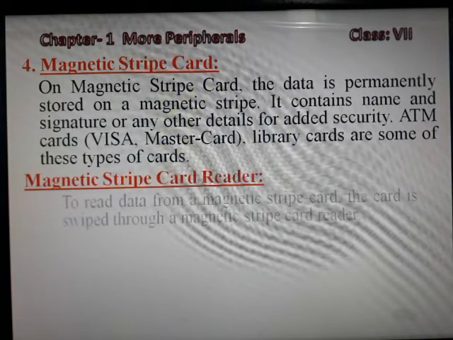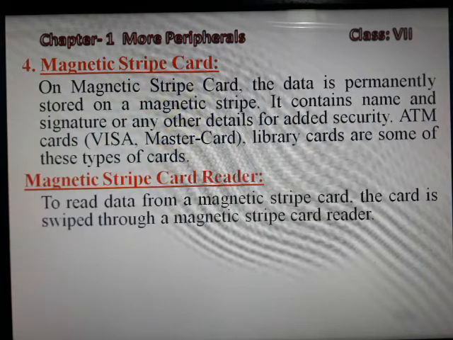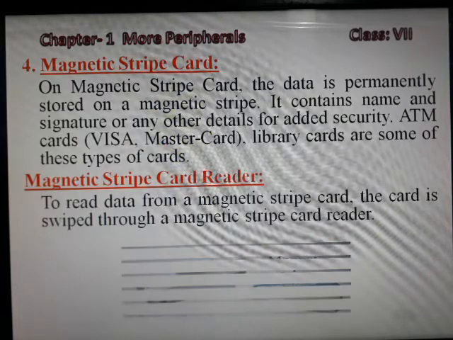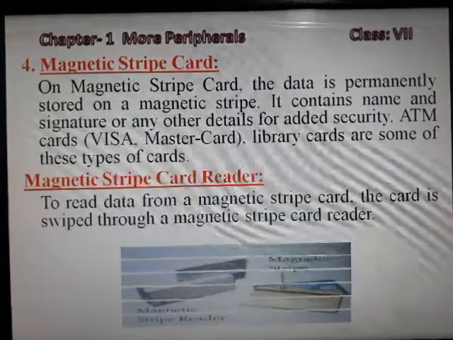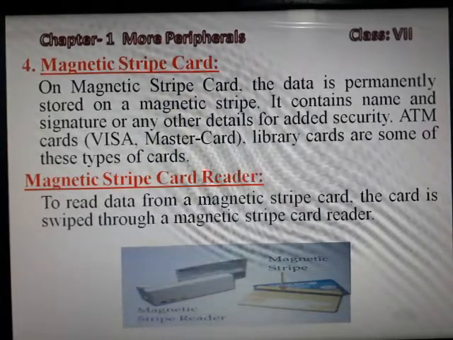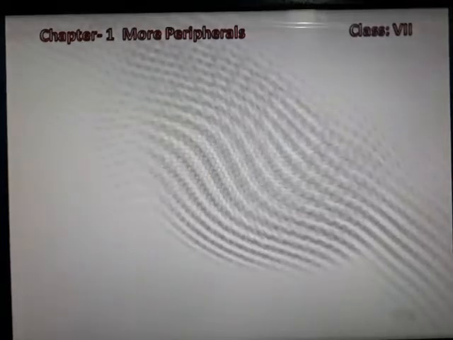Magnetic strip card reader. To read data from a magnetic strip card, the card is swiped through a magnetic strip card reader. Means the device that is used to read data from a magnetic strip card is known as magnetic strip card reader.